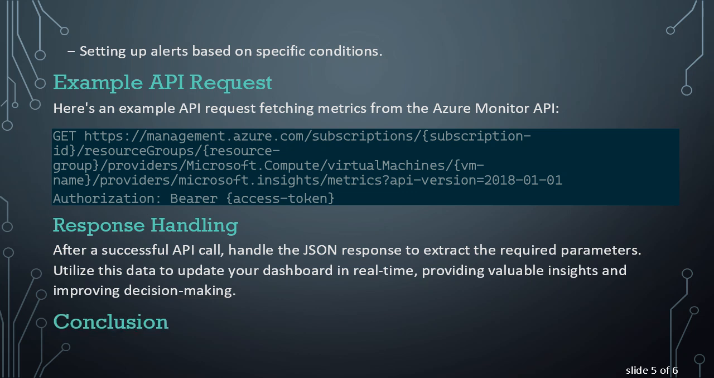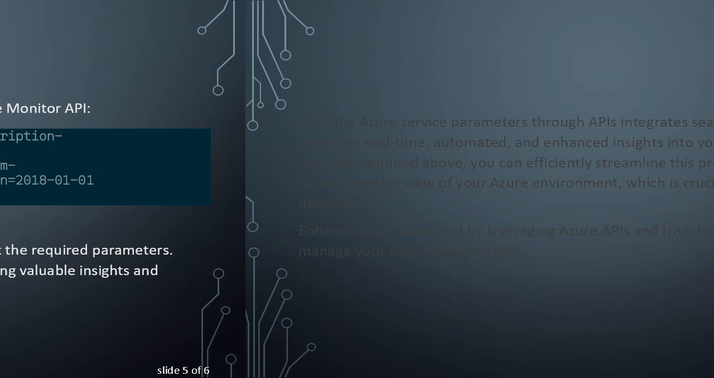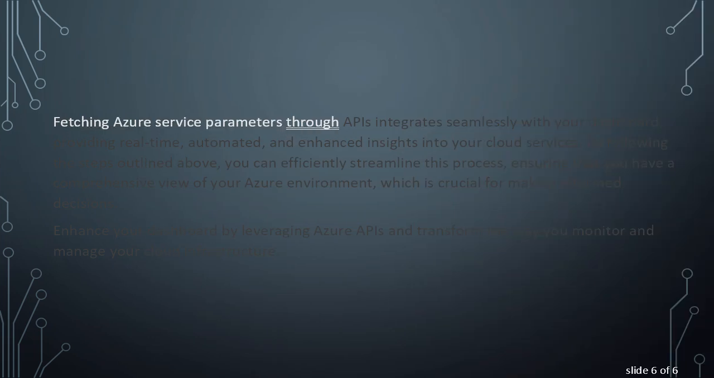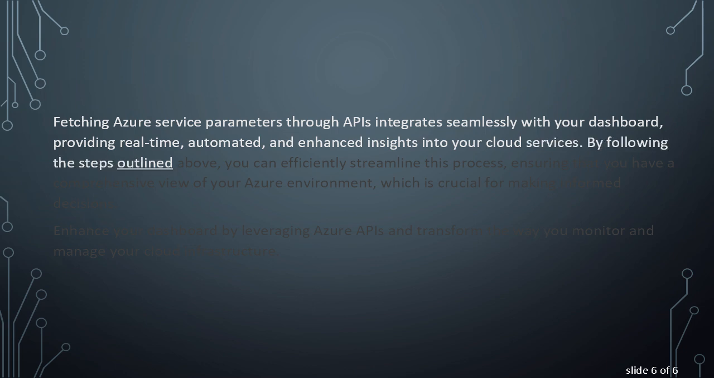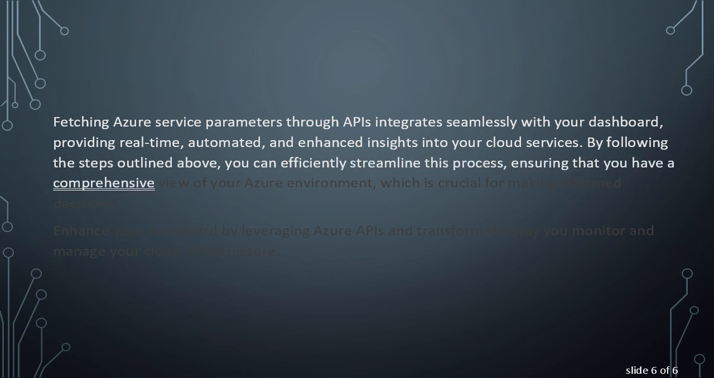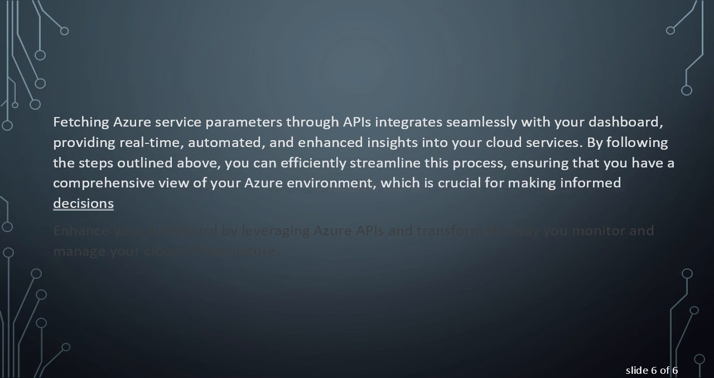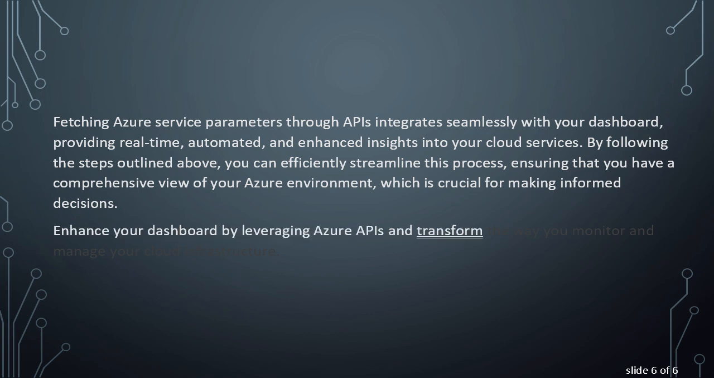Conclusion. Fetching Azure Service Parameters through APIs integrates seamlessly with your dashboard, providing real-time, automated, and enhanced insights into your cloud services. By following the steps outlined above, you can efficiently streamline this process, ensuring that you have a comprehensive view of your Azure environment, which is crucial for making informed decisions. Enhance your dashboard by leveraging Azure APIs and transform the way you monitor and manage your cloud infrastructure.